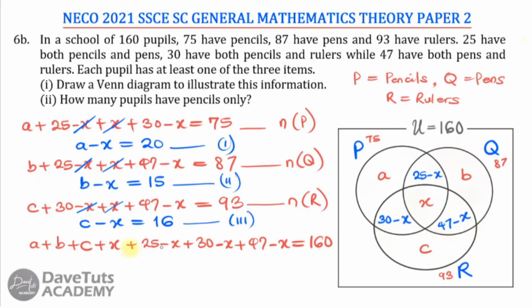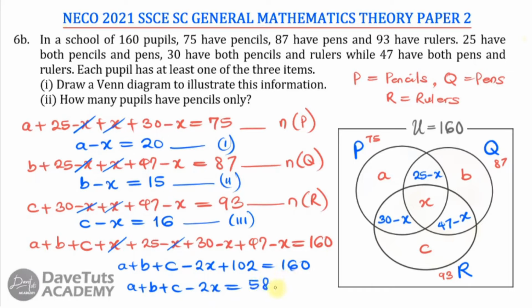So what I have here eventually is that, look at this. This is plus x, this is minus x. They take themselves out. So I'm left with a plus b plus c. Then I have minus x and minus x, so that will be minus 2x. Then 25 plus 30, that is 55. 55 plus 47, that will be 102. So I have plus 102 is equal to 160, such that a plus b plus c minus 2x is equal to 160 minus 102. That will be 58, and I can call this equation 4.